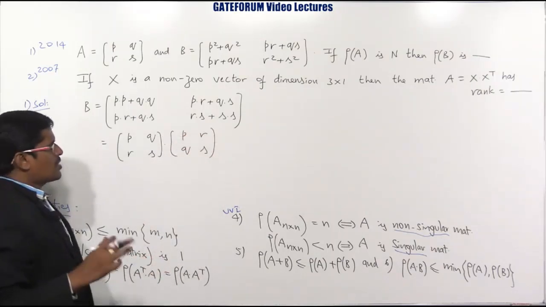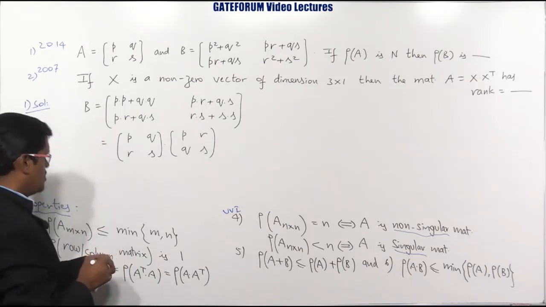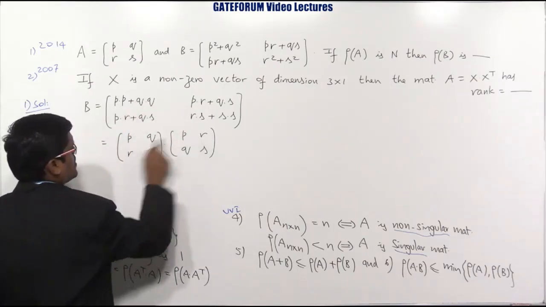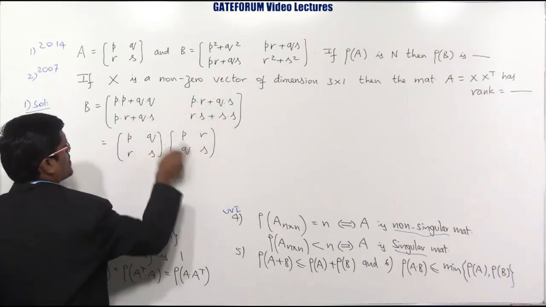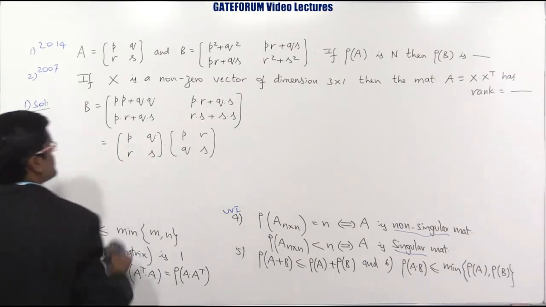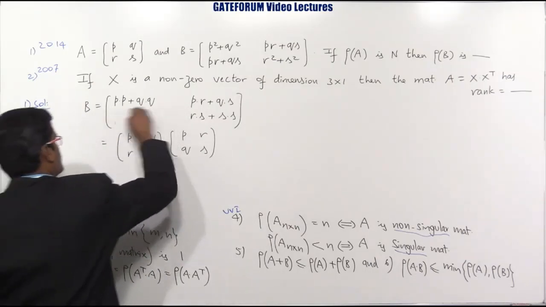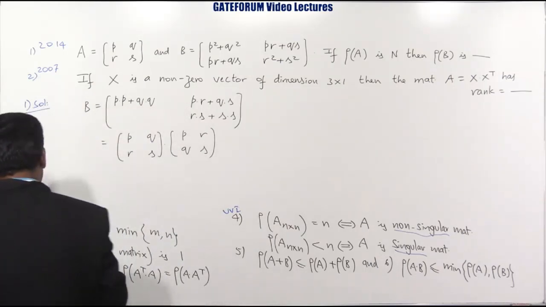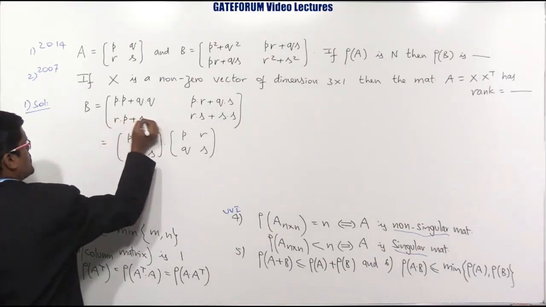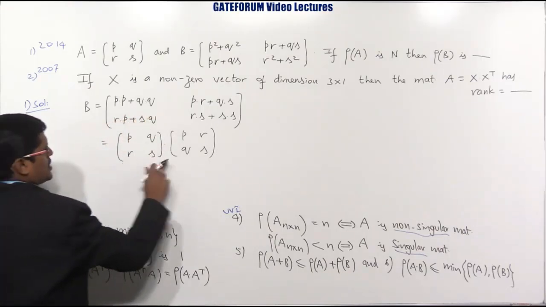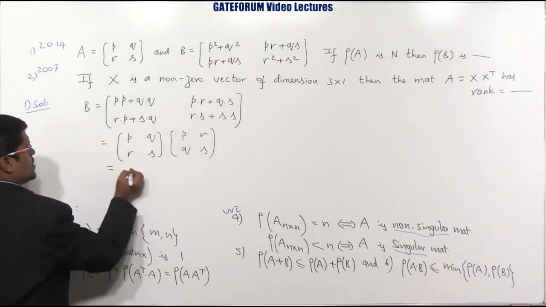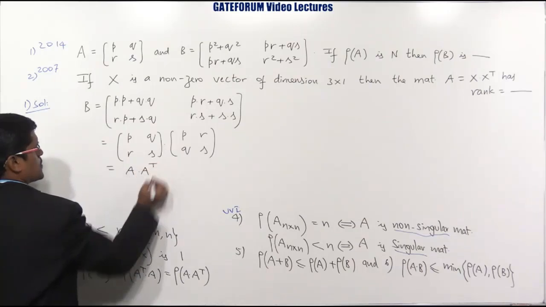So, it is a product of two matrices. One is the transpose of the other. Just check that. First row multiplied by first column, P square plus Q square. PR plus QS. RP plus SQ. RP is nothing but SQ. Okay. I can write like this also, to understand well, R into P plus S into Q. Next, second row into second column, R into R square plus S into S square. So, which is nothing but A into A transpose.